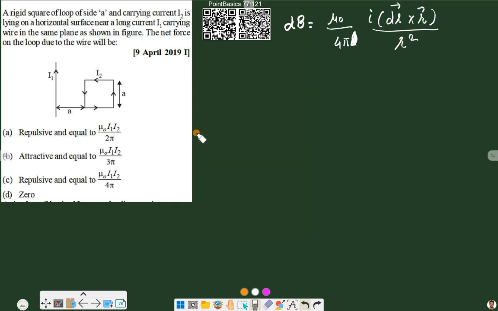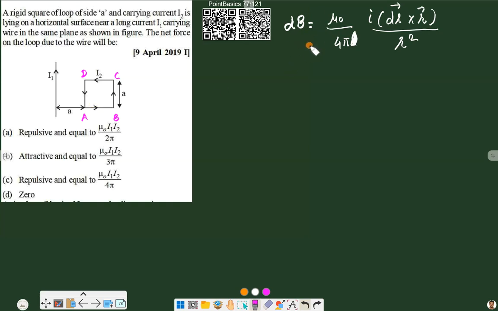And suppose here in this case the square is A, B, C, D. We have four conductors on which we have to find the force acting. We have to find the force on AB, on BC, on CD, and on DA. Only then, after adding all those forces, will we be able to find whether there is a repulsive force or an attractive force.